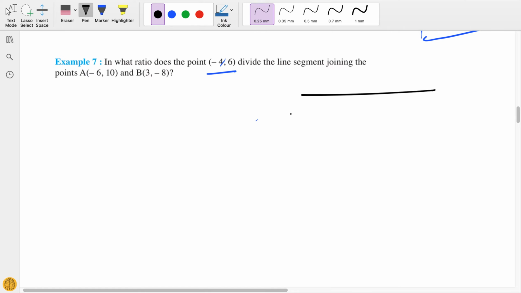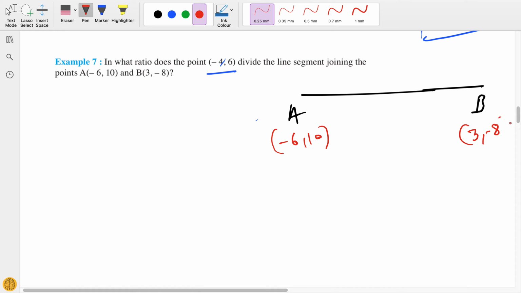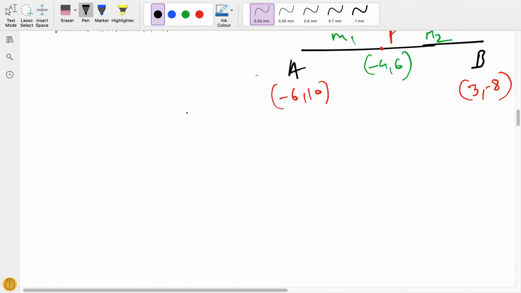Okay, so let's draw this line. The line is A, this is B. A is minus 6, 10. B is 3 comma minus 8. And the coordinates of point P are minus 4 comma 6. We have to find m1 and m2. So let's put the values.